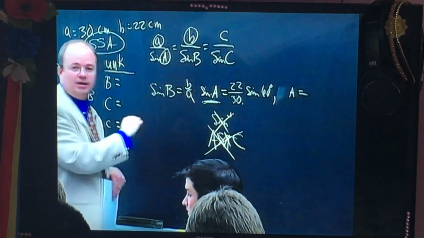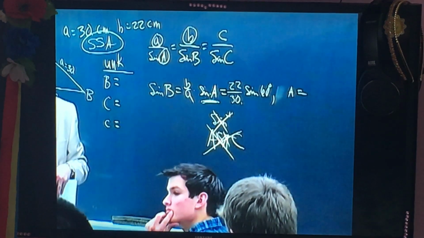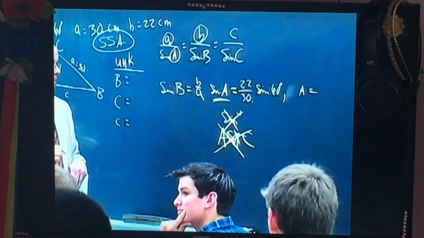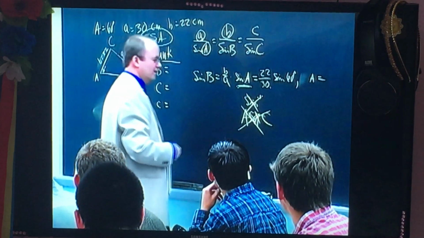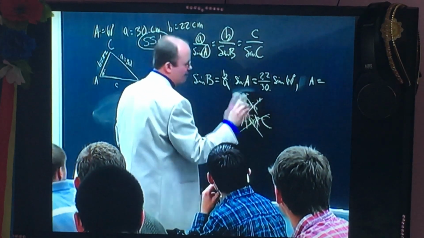George has a question, comment. I think you have it written wrong. Sine of A is not equal to 22 or 30. Isn't that sine of B is equal to? Look at that. Yeah. All of that ranting and raving about the wrong value.